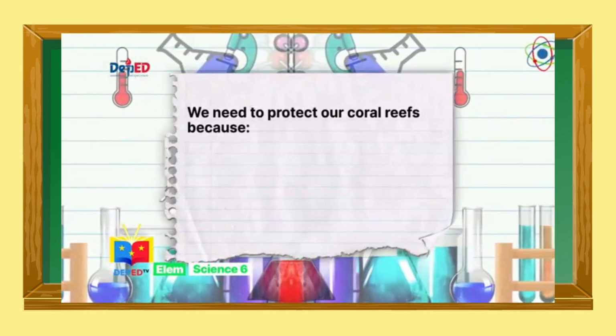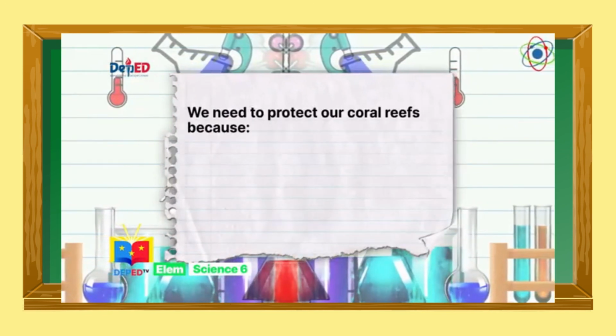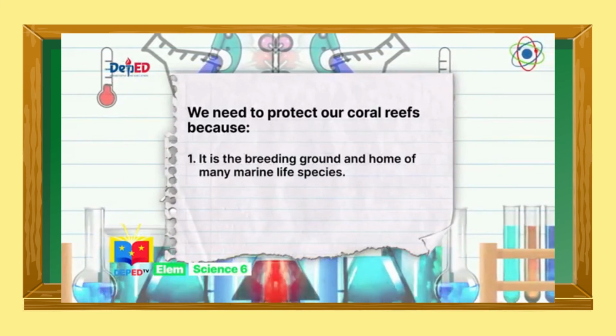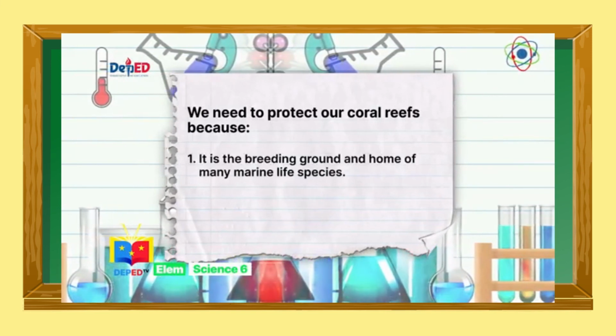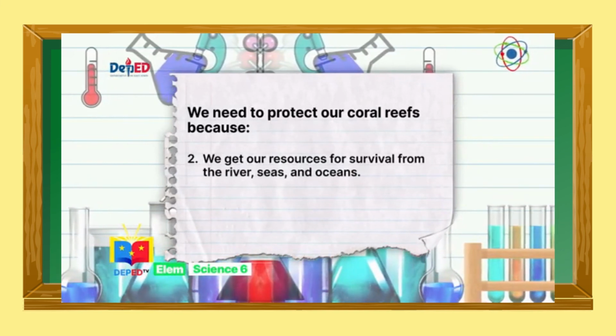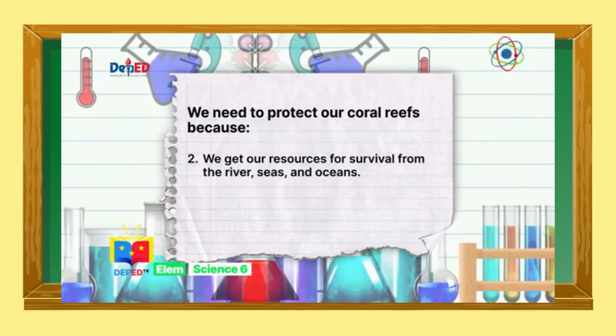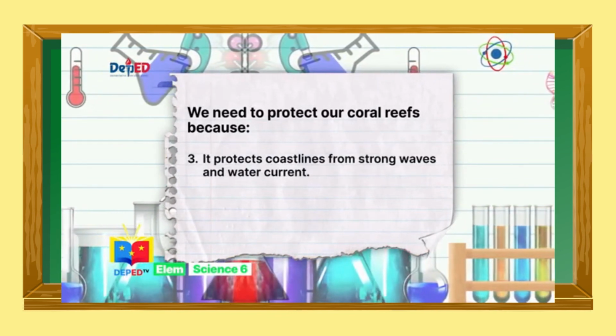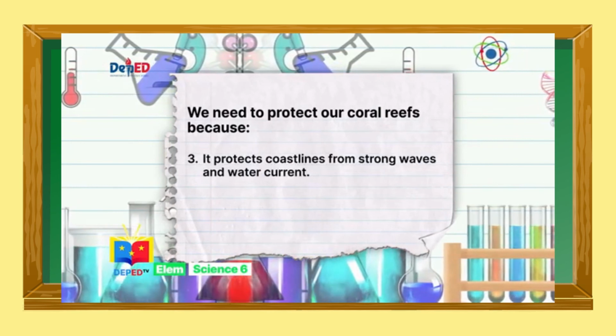Very good! Our coral reefs need to be protected because, first, they are the breeding ground and home of many marine life species. Second, we get our resources for survival from the river, seas, and oceans. Third, they protect coastlines from strong waves and water currents.